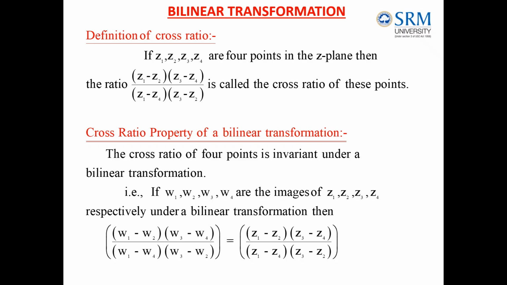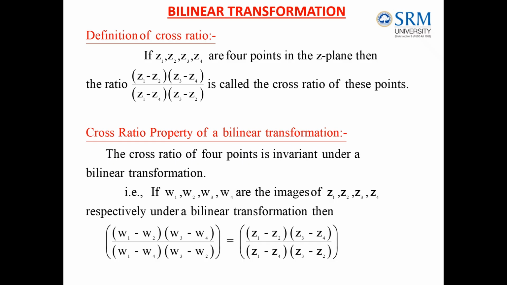Take 4 points Z1, Z2, Z3, Z4 in the Z plane. Then the ratio (Z1 minus Z2) into (Z3 minus Z4) divided by (Z1 minus Z4) into (Z3 minus Z2) is called the cross ratio of these points. So cross ratio is defined like this for 4 points in the Z plane.